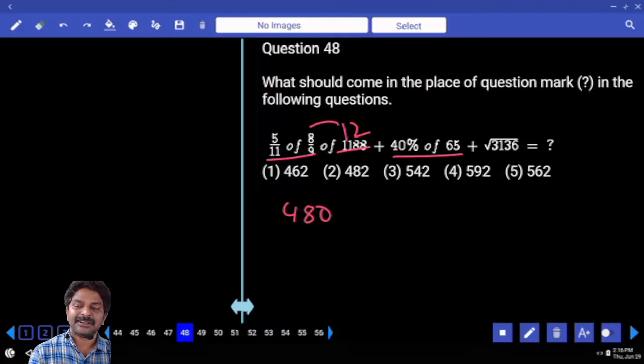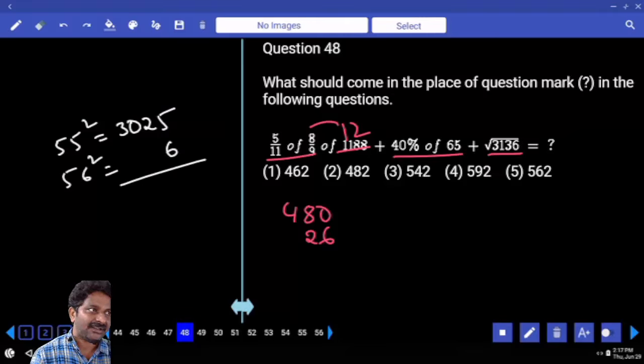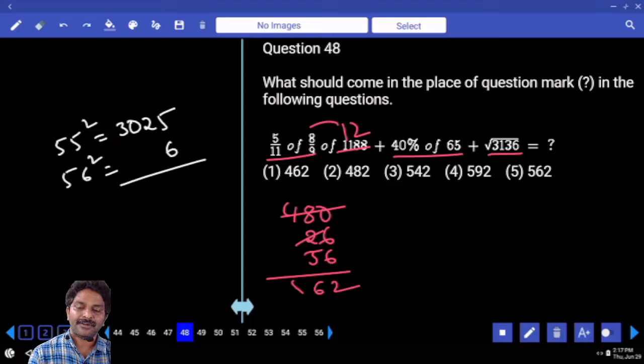480. 40% of this number: 10% double double, 6 and a half, 13, 26. And then 31, 36. 55 square is 3025. Our number must be 56 square only, because that is ending with 6 and more than 3025, correct, which is 36. Again, all the options are ending with 2. Come on. 56. 480 plus 20, 500. Apart from 500, you have 56 plus 6, 62. 562.